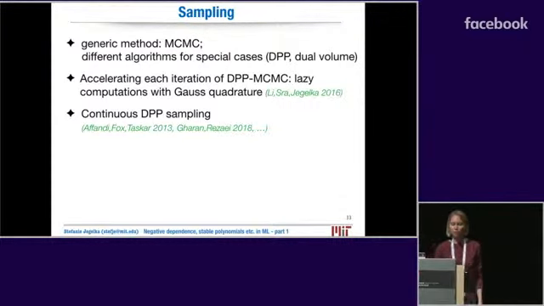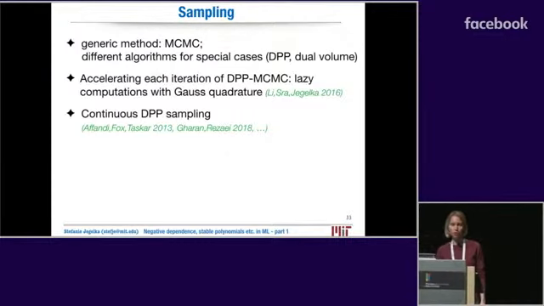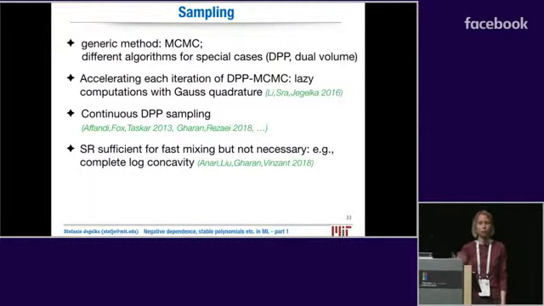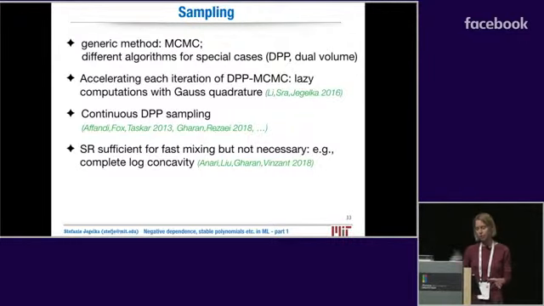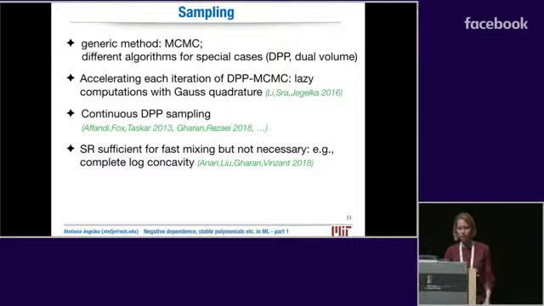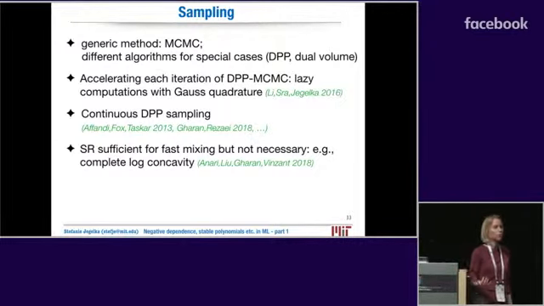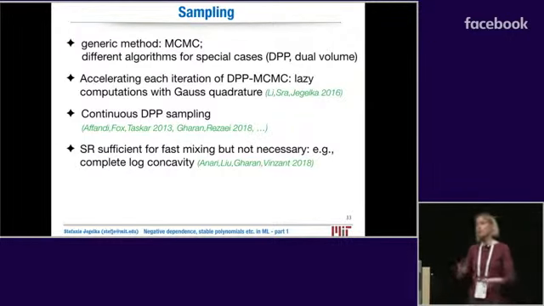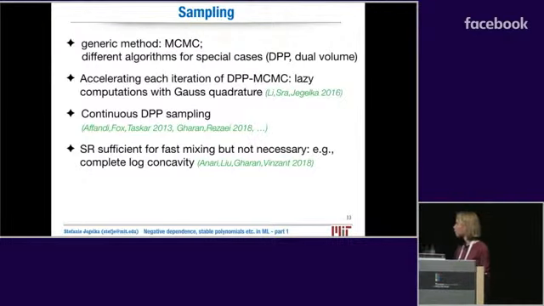The results on DPP sampling also generalize to some extent to continuous sampling for DPPs. I just want to mention that. And another thing I want to mention is that strongly Rayleigh is sufficient for fast mixing in Markov chains, but it's not necessary. There's some very recent work showing that if you have what is called complete log concavity or strongly log concave distributions, they also give you fast sampling, and it's a broader class. The results are a little bit trickier. But this is some interesting new work.